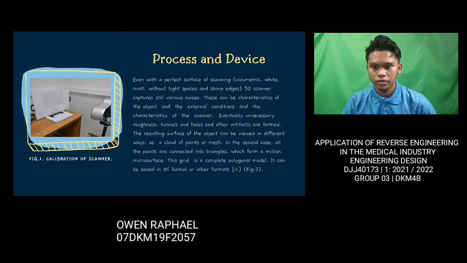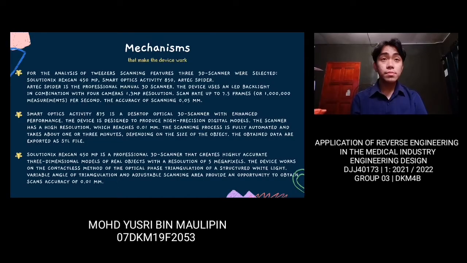The resulting surface of the object can be viewed in different ways, as a cloud of points or a mesh. In the second case, all the points are connected into triangles which form a million microsurfaces. This grid is a complete polygonal model. It can be saved in STL format or other formats. Mechanisms that make the device work.